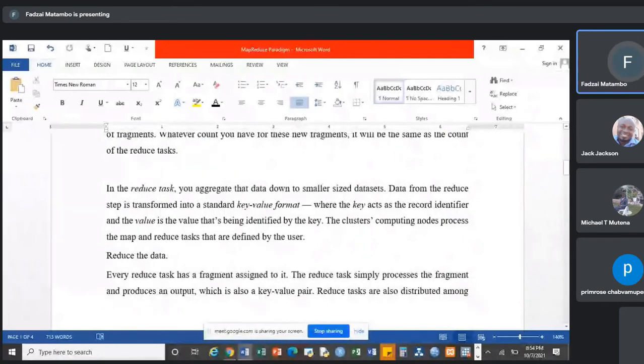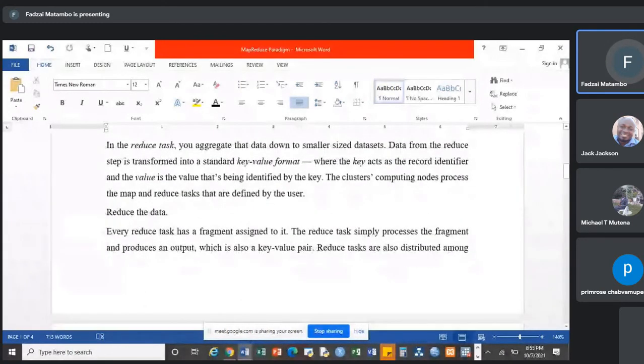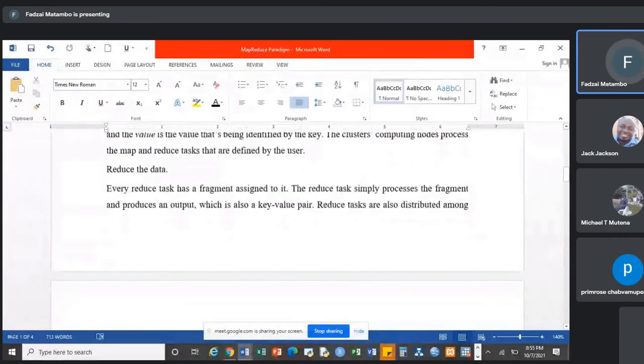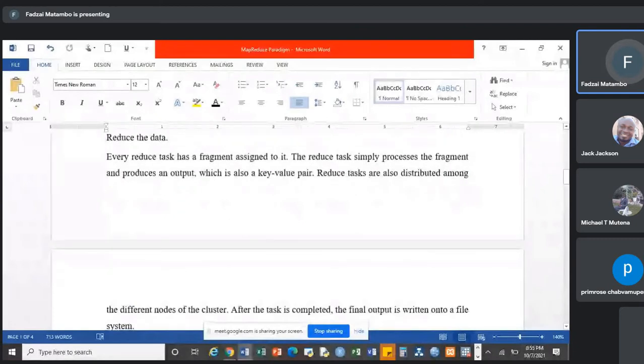In the reduce task, you aggregate that data down to smaller sized data sets. Data from the reduce step is transformed into a standard key format where the key acts as the record identifier, and the value is the value that's being identified by the key. The cluster's computing nodes process the map and reduce tasks that are defined by the user. So these are the next ones. This reduce step has the same explanation as we have above.